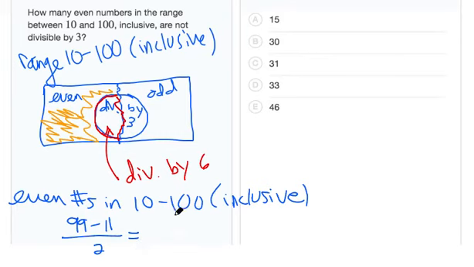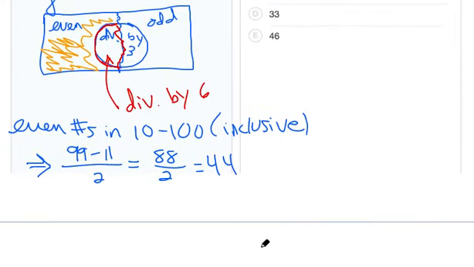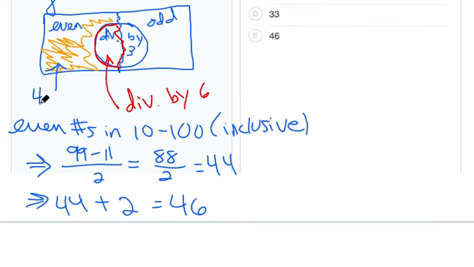So 99 minus 11 gives us 88. Divided by 2 would give us 44. And that's not inclusive, right, because we counted the range from 11 to 99. And so we're going to add in the 10 plus 100. So that would be 44 plus, we have 2 extra even numbers. The 10 and 100 are endpoints. So plus 2 would give us 46. And this is the total amount of even numbers that we have.